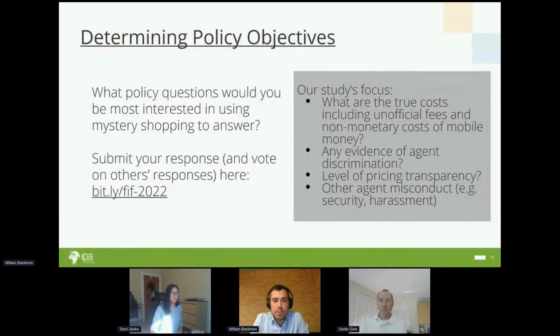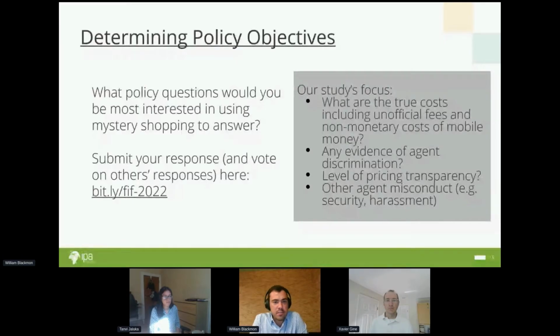As an example, what I'll do is talk about what we have done for the transaction cost index and what our answer is to this question. And then it'll be very interesting to hear your responses to this question, imagining that, if you were to carry out a mystery shopping visit, if this seems like something that could be interesting to you and to the organizations that you work for, what policy questions might you use mystery shopping to help answer?